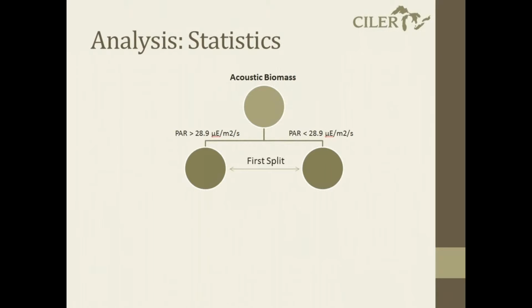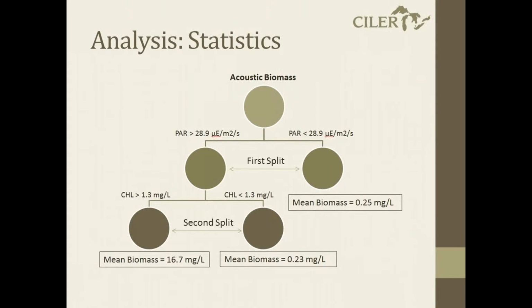So if you're looking at PAR greater than 28.9 micro Einsteins per meter squared per second, then you have one distinct group. And if you're looking at a PAR of less than 28.9, then you have another distinct group. And you can do this again and again, continually splitting data up, and eventually you just get these groups of data with different means, and based off of what you see, you can try to determine which groups may be most relevant for whatever you're trying to find. In this case, the first potentially most relevant variable was PAR. So we'll continue with that example, looking at acoustic biomass and its relationship to PAR.